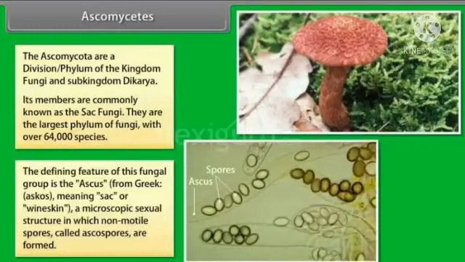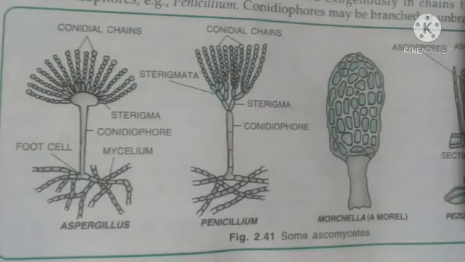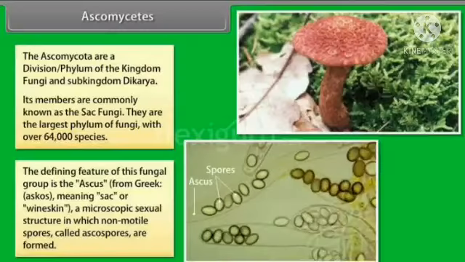So basically what happens is that each of the nuclei in the ascus will be surrounded by a thick cell wall, and cytoplasm is also there. So these are now known as ascospores, and these ascospores will be released from the pores or through a slit, and they will be dispersed by air current, and under favorable conditions they will form new mycelium.